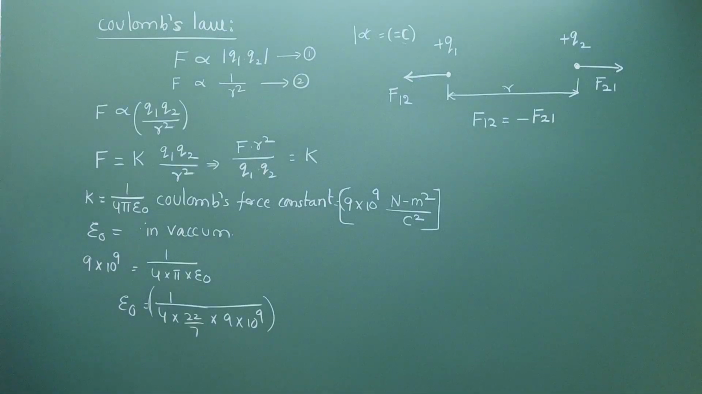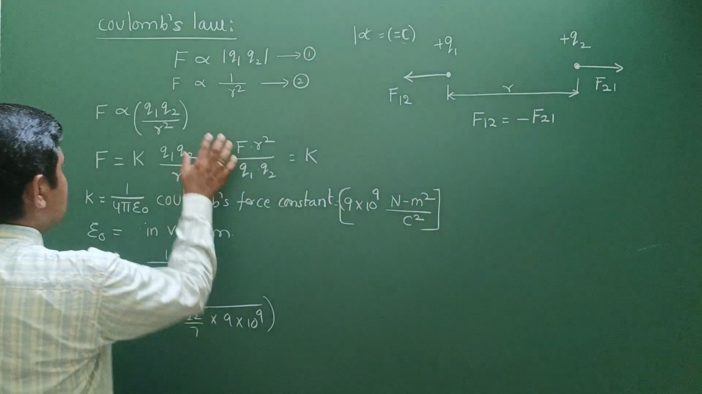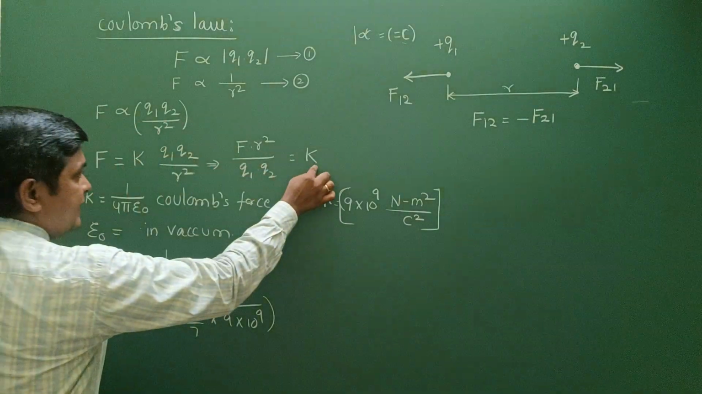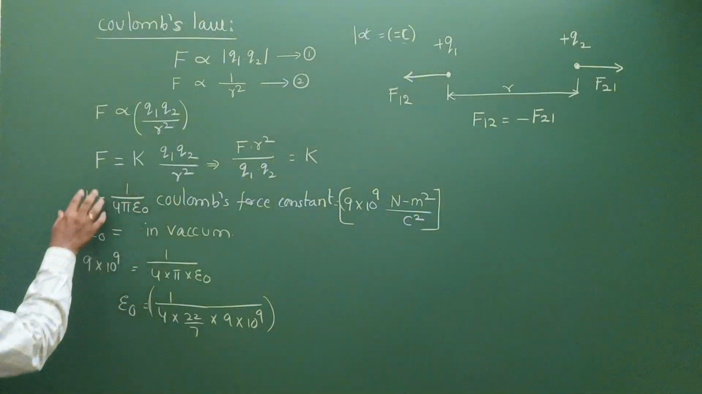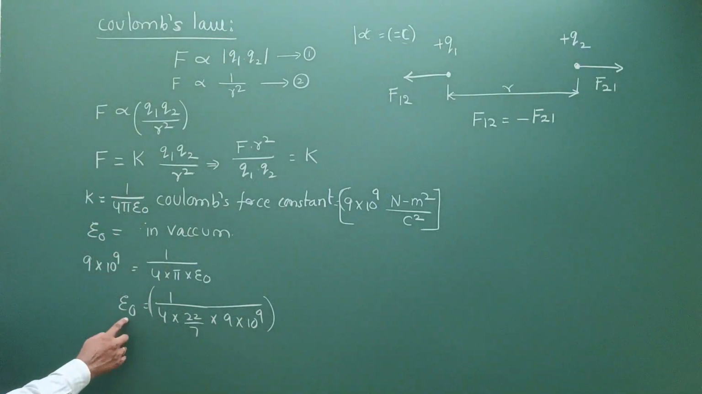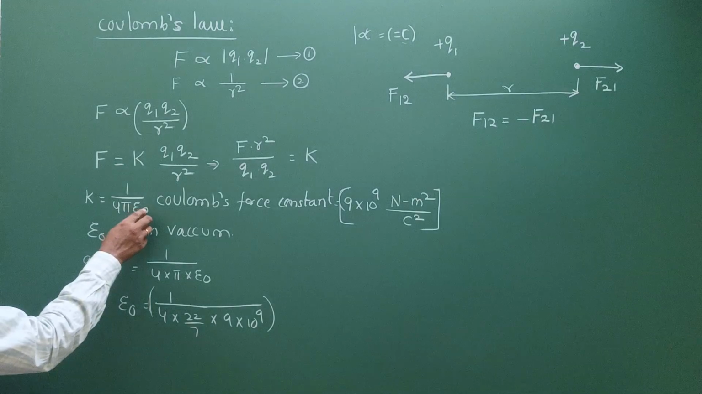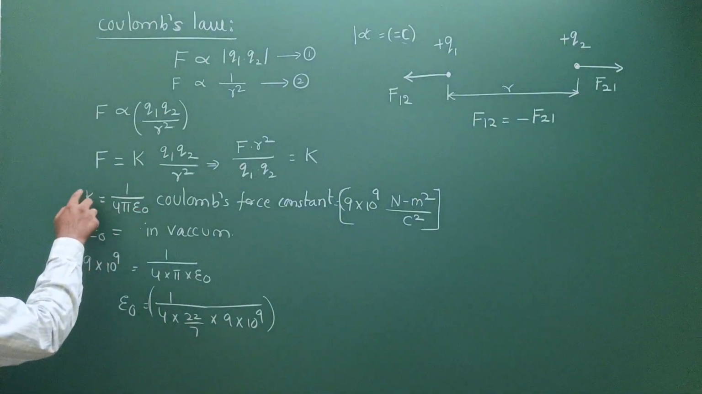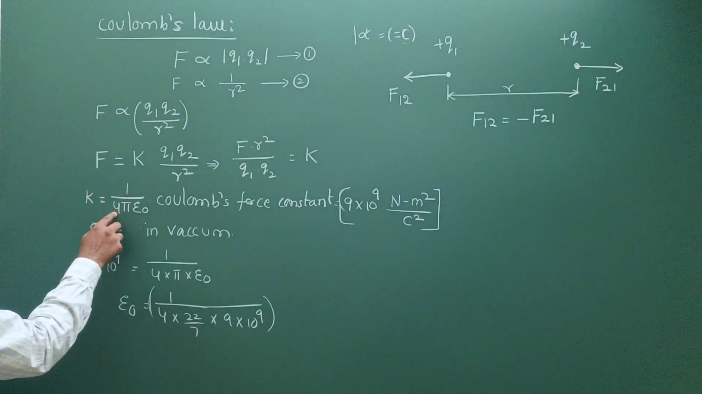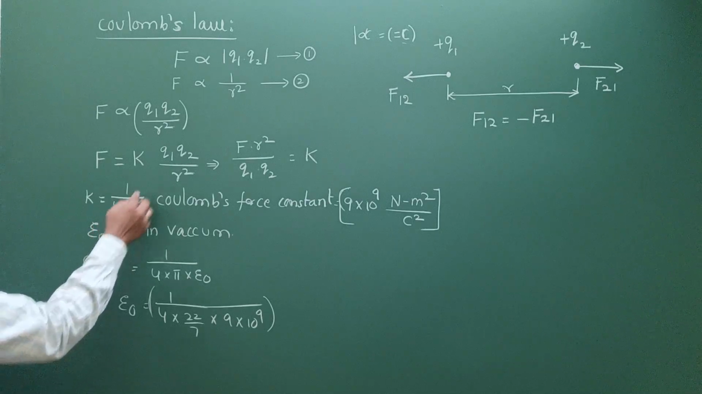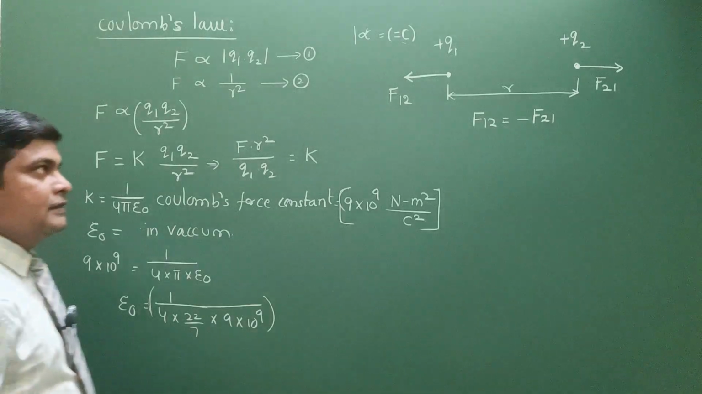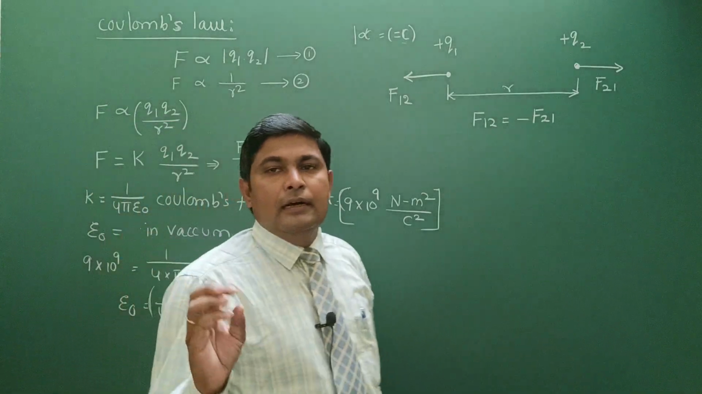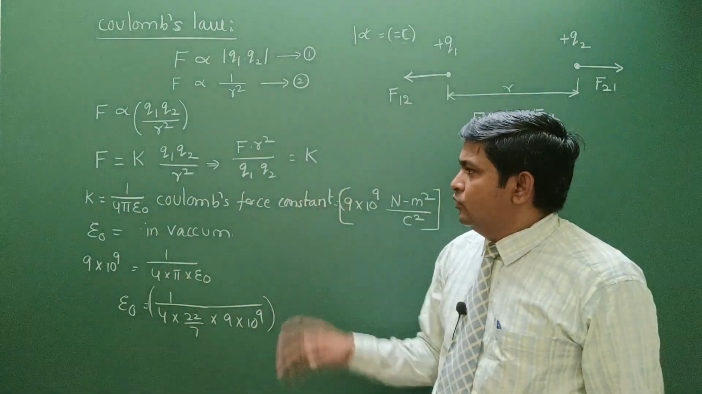Again, if you want the unit of that, do as I did here from this equation for the unit of k. Similarly, from this you can determine the epsilon naught unit. 4 has no unit, pi has no unit, and you can check the reverse of that. So this is a very brief and simple explanation of Coulomb's law.